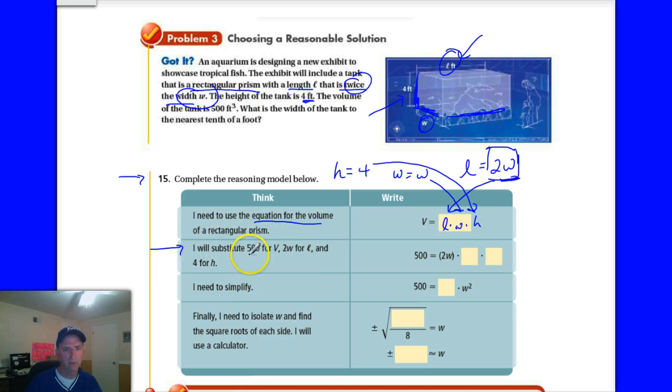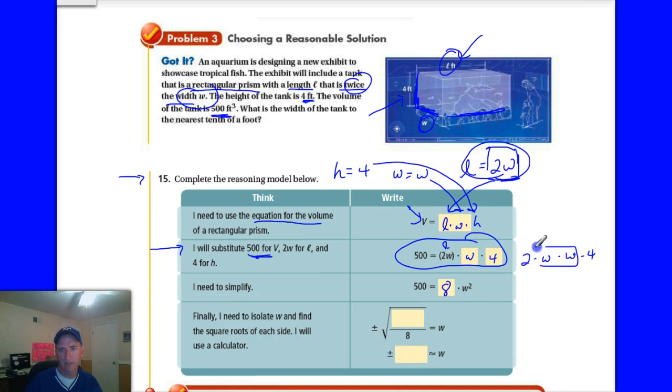Next, I will substitute 500 for V. Obviously, they told you that right here in the problem. And if the length is 2W, that's the length right there. That's the length times W, the width, and times 4. So what I can do now is multiply the 4 and the 2, right? Because right here you have 2 times W times 4, which essentially is what you have here. That's 2 times 4 is 8, and W times W is W squared.